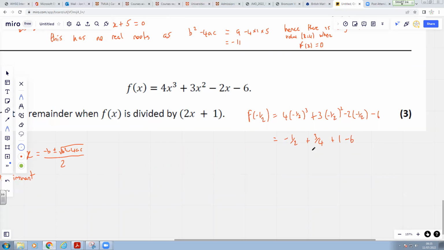Well, minus a half plus 3/4. I think that's going to be minus 2/4 plus 3/4, which is 1/4. And plus 1 minus 6, well, 1 minus 6 is minus 5. If you add a quarter onto that, you're going to have minus 4 3/4. If you wrote it down in a nicer way, that's minus 19/4. If you write it down as a top-heavy fraction, perhaps it's a nicer way of writing it down.